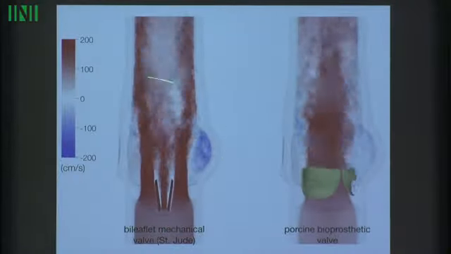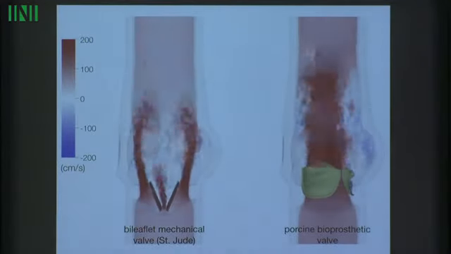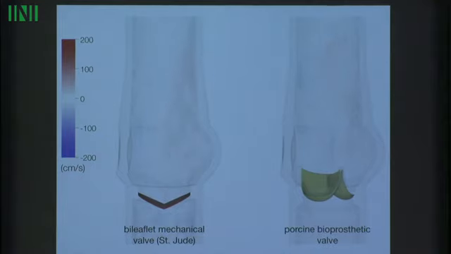The flow dynamics of a bileaflet mechanical valve, you have this sort of triple jet. You've got two large jets along the side and a smaller jet along the middle. And the closure of this mechanical valve is really actuated by the adverse pressure gradient.